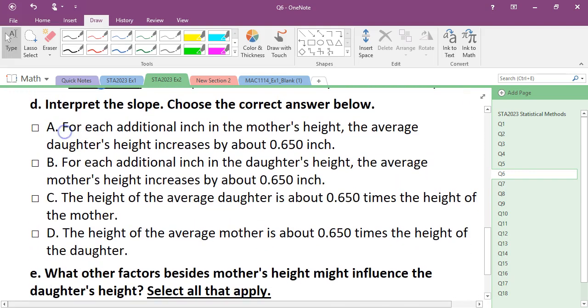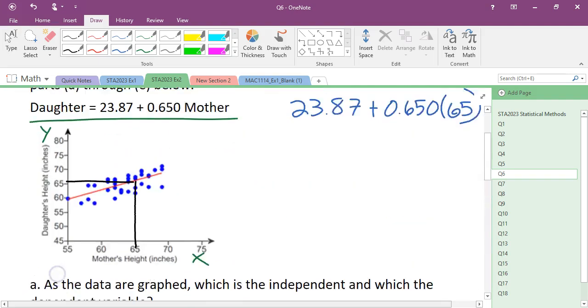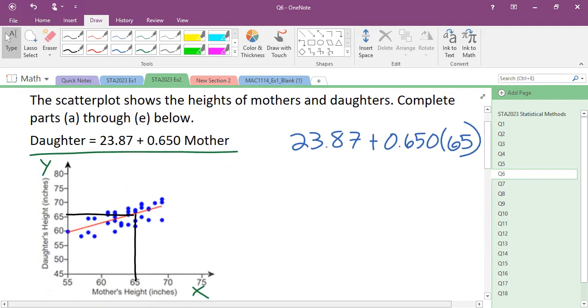So now it says, interpret the slope. So up here, who was our slope in that equation? Yes, the number next to mother. So this is our slope. And remember in class, what did I tell you is special about this slope?